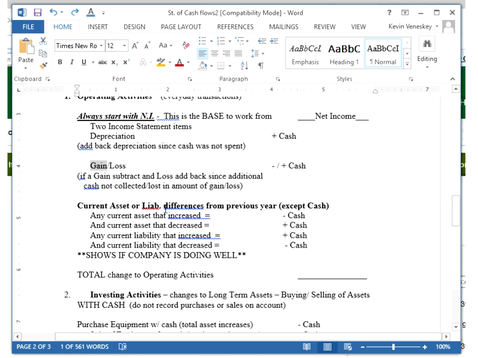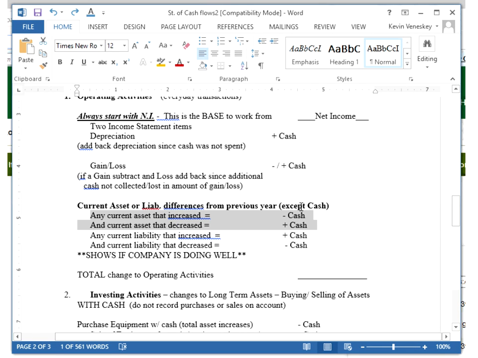Once we have those two income statement items dealt with, then we need to do the final piece of the operating section. And that final piece is looking at any current assets and any current liabilities.